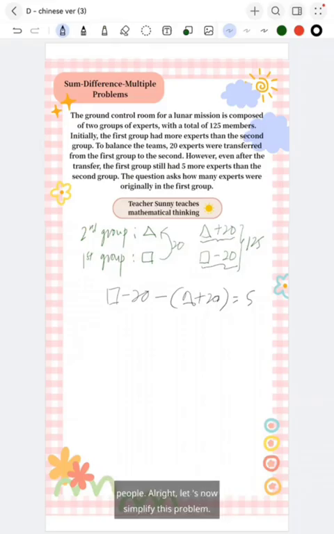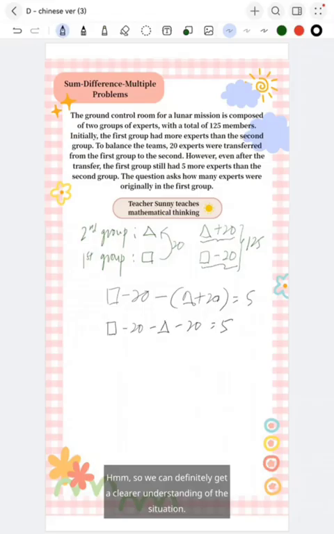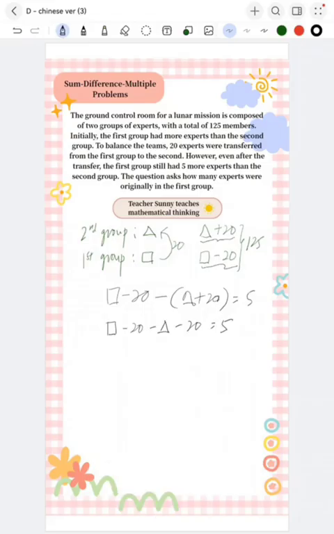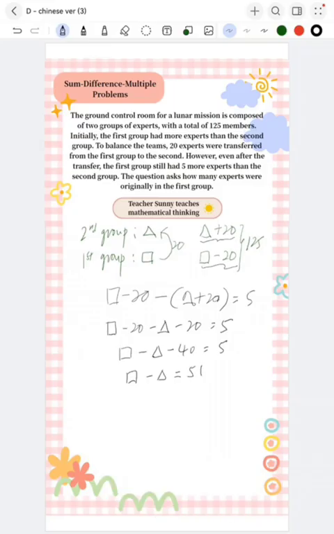Alright, let's now simplify this problem. So we can get a clearer understanding of the situation. Square minus triangle, minus 2 times 20, so in total, that's minus 40, equals 5. Then, if we add 40 to both sides of the equation, the minus 40 plus 40 cancels out completely. So here, it equals 45.